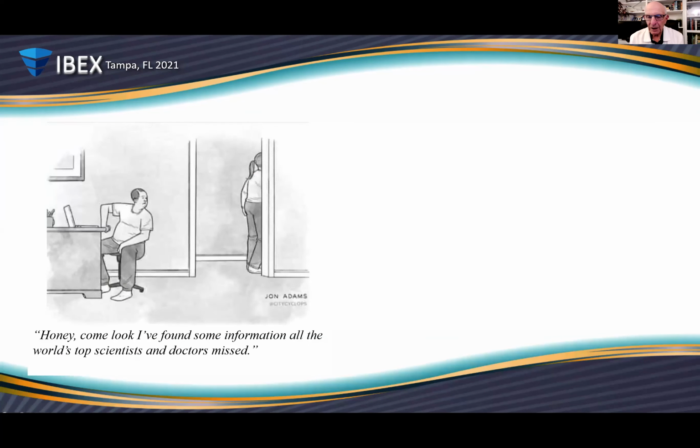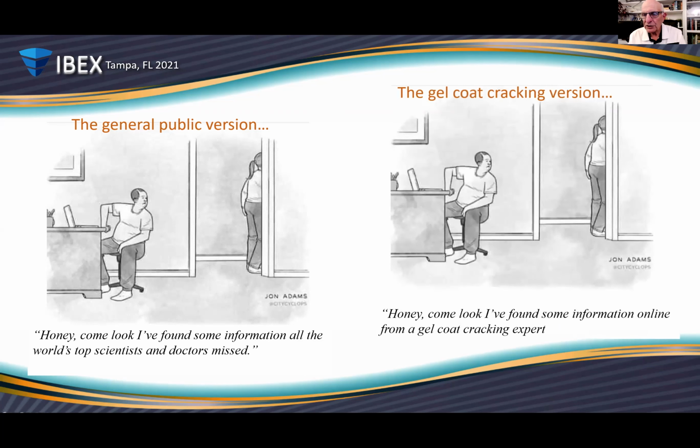So where are sources of information? Well, I saw this the other day and it cracked me up. The general public version of this, you know, there are true experts that have facts and data, and then there are folks who think that they have found more facts and data over and above what the scientists have discovered. This is my gel coat cracking version of this. You know, look, I found some information online from a gel coat cracking expert. Well, good luck with that. You need to be very, very discriminating about what you read online.